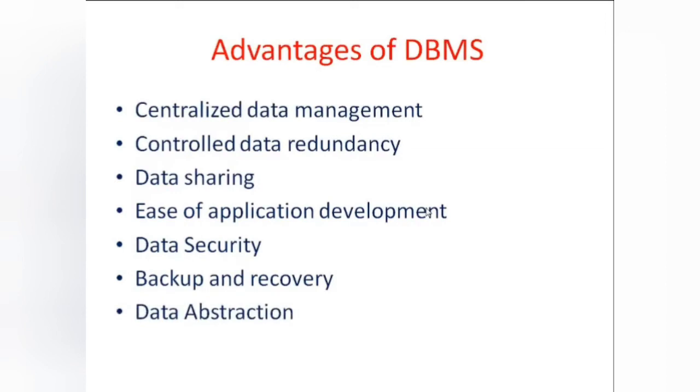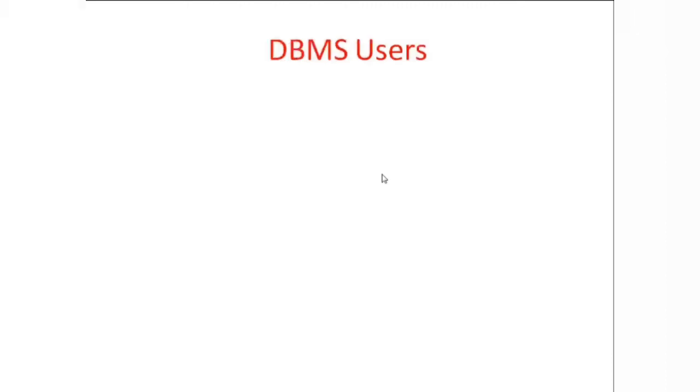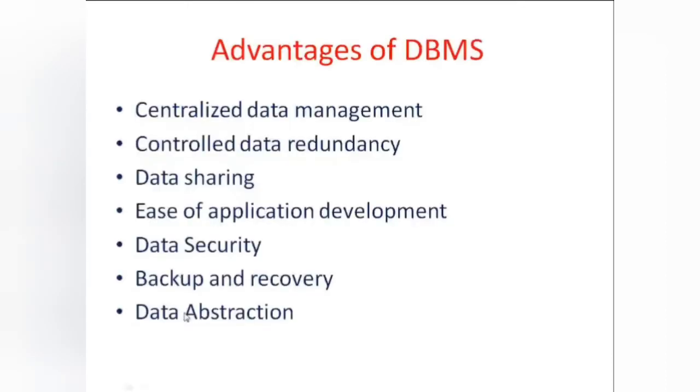Data abstraction, which describes how the data in the database is viewed by the user. It can be viewed in a different manner. How it is viewed will be defined in the data abstraction part. And there is one more thing called data integrity, which is not mentioned in the advantages here. You can say enforcing data integrity as well.